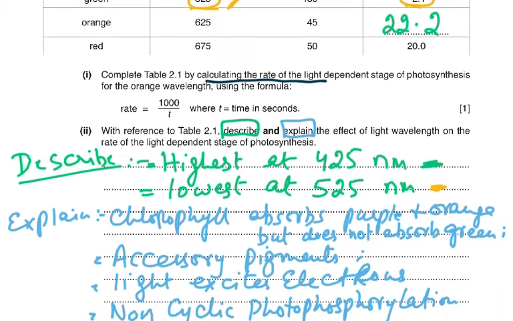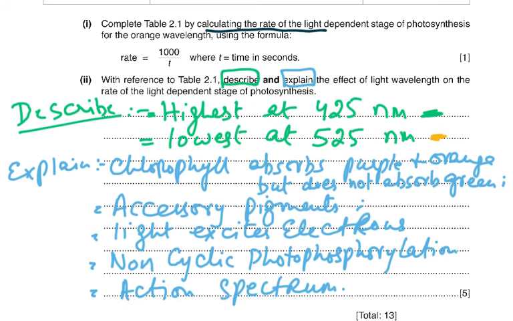And then the explanation, of course, is what you all know, I'm sure. Chlorophyll absorbs purple and orange light but does not absorb green. Accessory pigments are present. Light excites the electrons, and this causes the non-cyclic photophosphorylation.